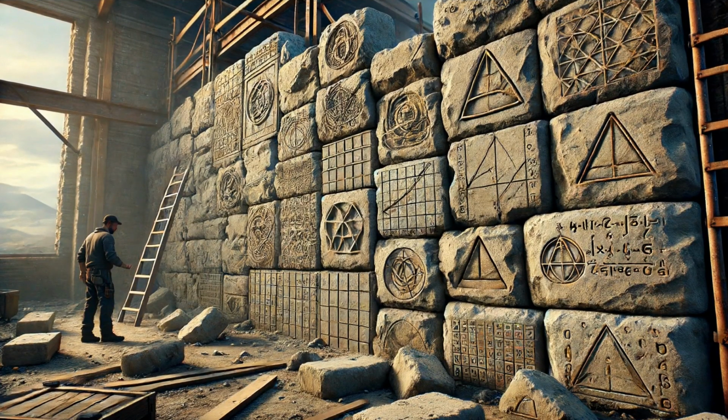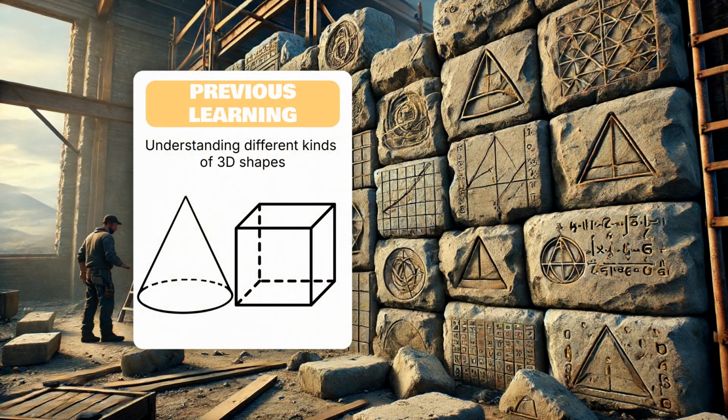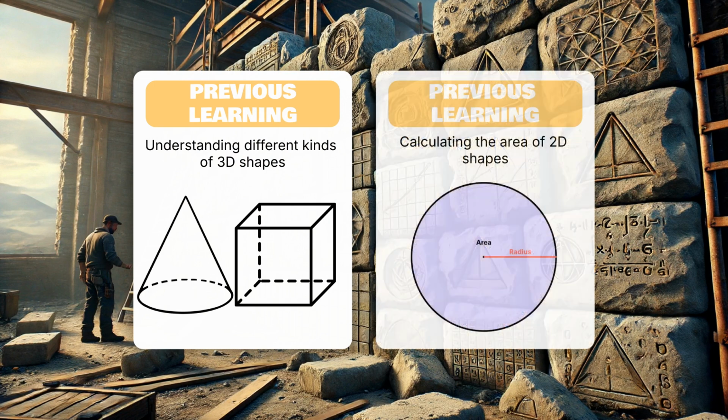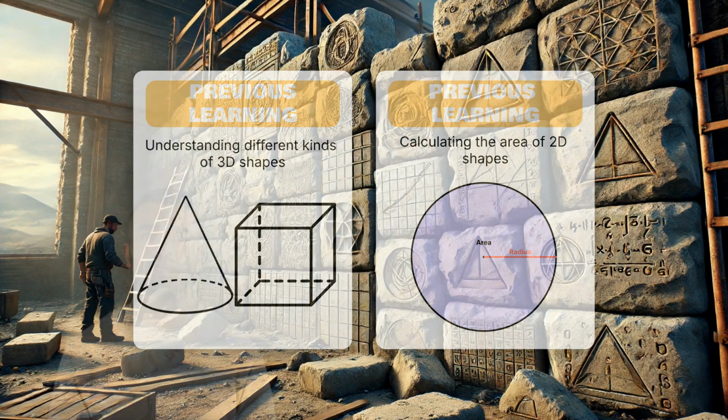So far, we have built a strong foundation with the following content. Understanding different kinds of 3D shapes such as cubes, cylinders, and spheres. Calculating the area of 2D shapes like squares, rectangles, triangles, and circles. With this solid foundation, we are ready to delve into more advanced concepts.